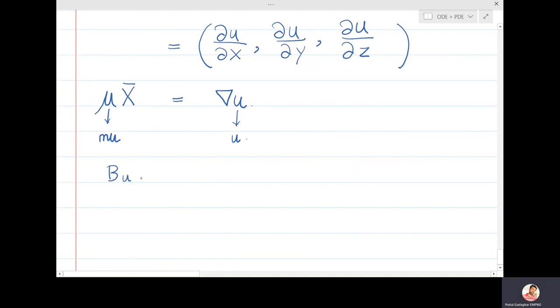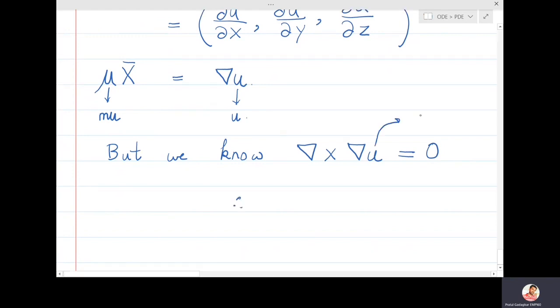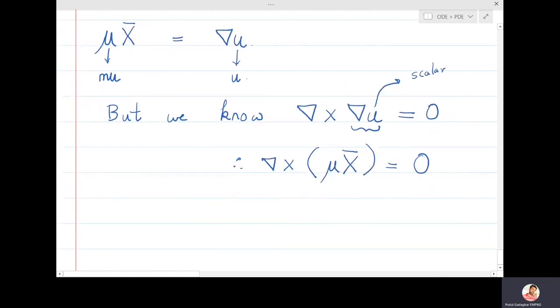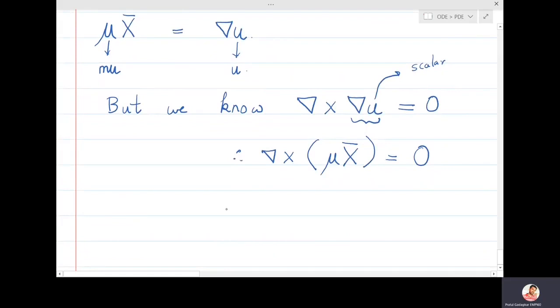But we know that curl of a gradient of any scalar function is equal to zero. This is always true, right? Therefore, which scalar function have I taken here? The scalar function that I have taken here is u. This means that curl of gradient of u is equal to what? But gradient of u is equal to mu x bar. So this means that curl of mu x bar is equal to how much?